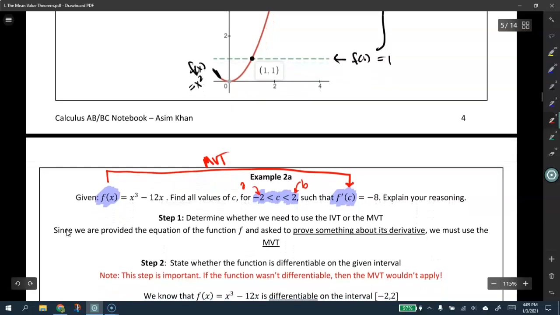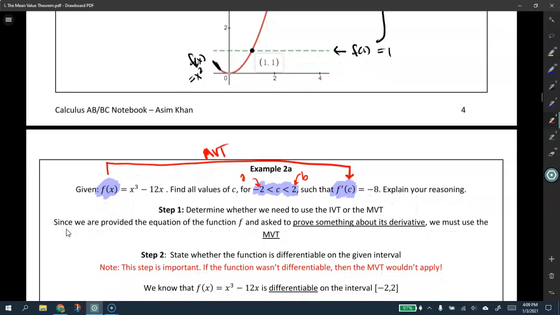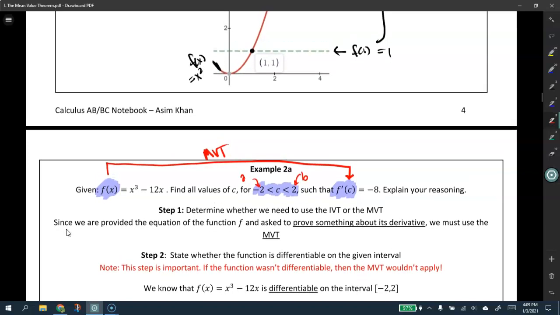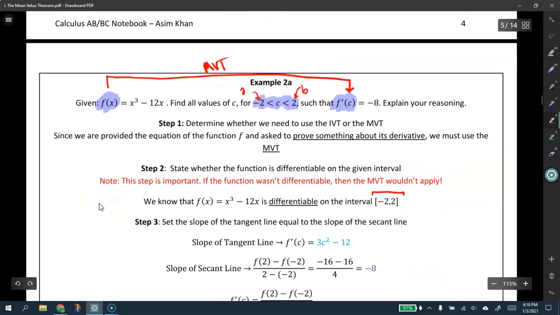Step number 2 says, well, is it differentiable? And we know that because x cubed minus 12x is a polynomial function, there's basically nothing that would cause it to become undefined. And so it is differentiable, all right? It's not going to have any issues or any problems on the interval that they're interested in, which is from -2 to 2.